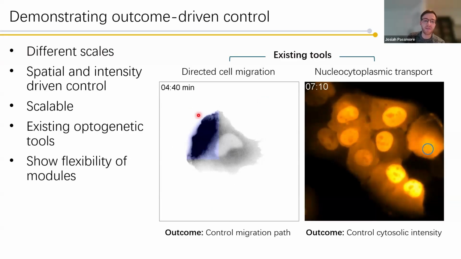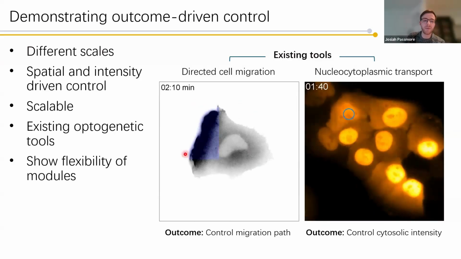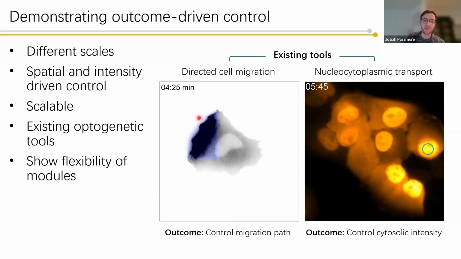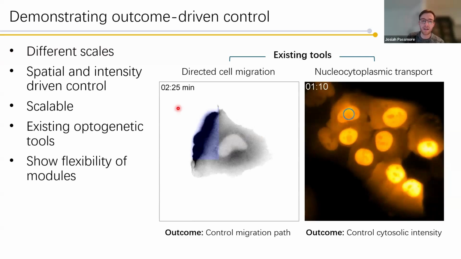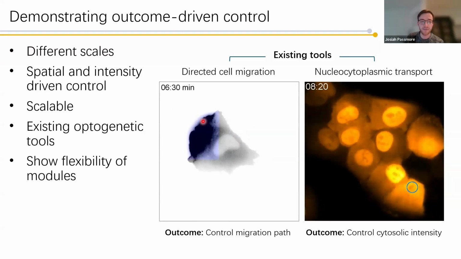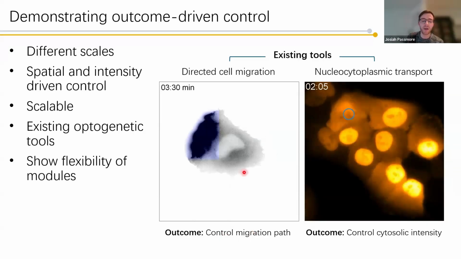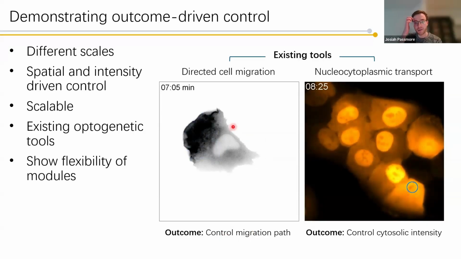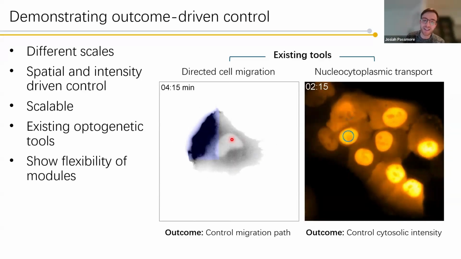So in these experiments, we have a construct, I will explain it later, where you illuminate your cell with blue light. Your cell will polarize towards this direction and initiate migration in that direction. And our goal, or our outcome, was to really control the migration path of the cell. So be able to draw a path in Paint and then make the cell follow it.